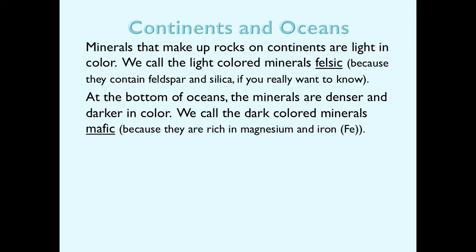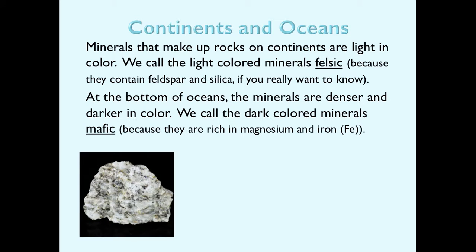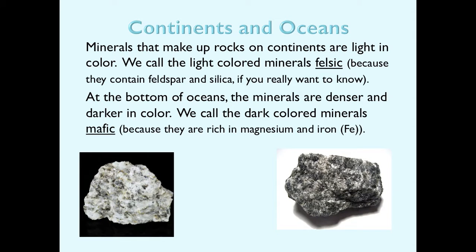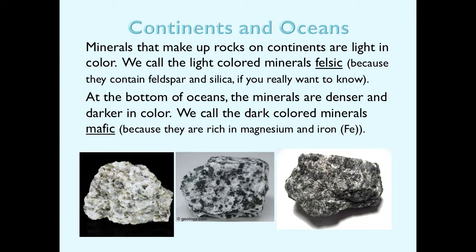At the bottom of oceans, the minerals are denser and darker in color. We call them mafic because they're rich in magnesium and iron. Iron's symbol on the periodic table is Fe. So we have lighter colored minerals, darker colored minerals, and then a whole range in between. So you can see the rock on the left is much lighter color, so we would call it felsic. The rock on the right is much darker in color, so we call it mafic.